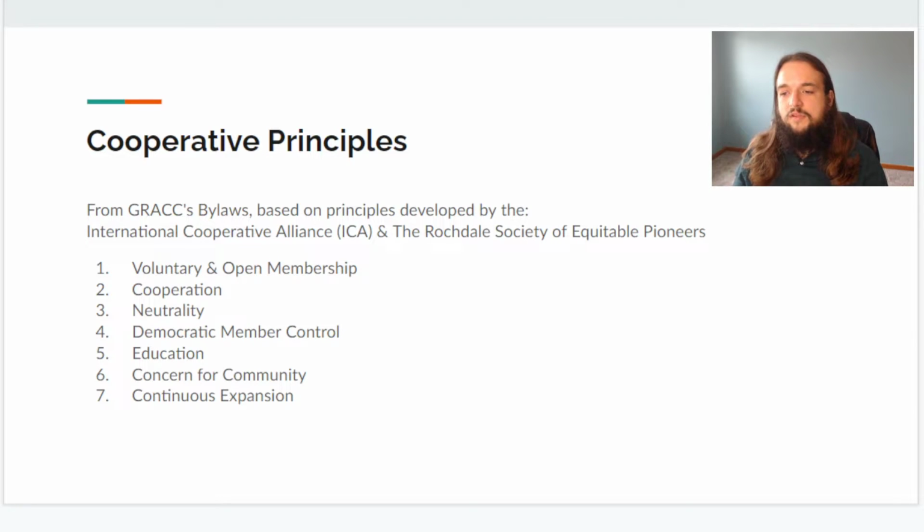So, number one, GRAC believes in voluntary and open membership and the spirit of cooperation, neutrality, especially with regard to politics, democratic member control involving one member, one vote, education, which is a principle both inside and outside of the organization, a concern for community, also both inside and outside of the organization, that we're fulfilling the needs of members and also serving to bring those benefits to outside members and show them what the benefits of cooperatives are, as well as continuous expansion.